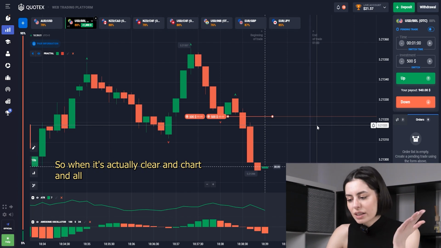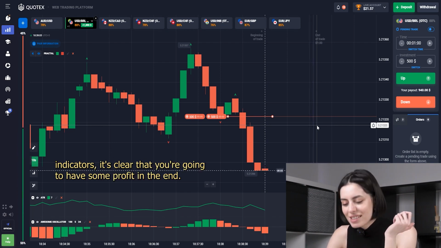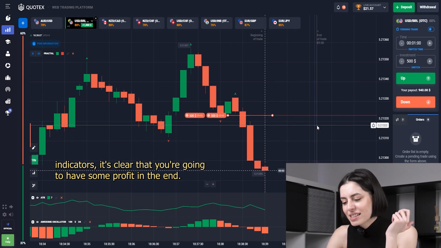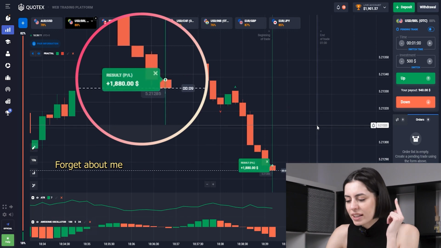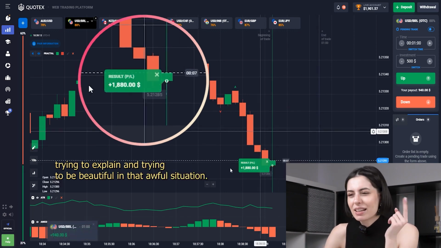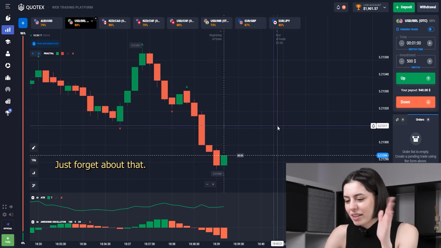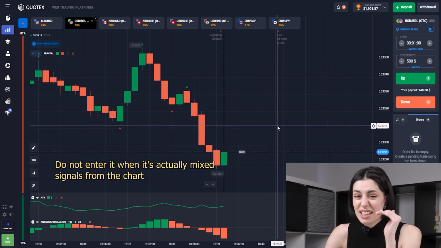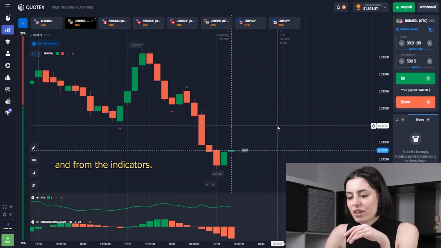So when the chart and all indicators are clear, it's clear that you're gonna have some profit in the end. So forget about that second bet, forget about me trying to explain and trying to be beautiful in that awful situation. Just forget about that. Do not enter when there are mixed signals from the chart and from the indicators.